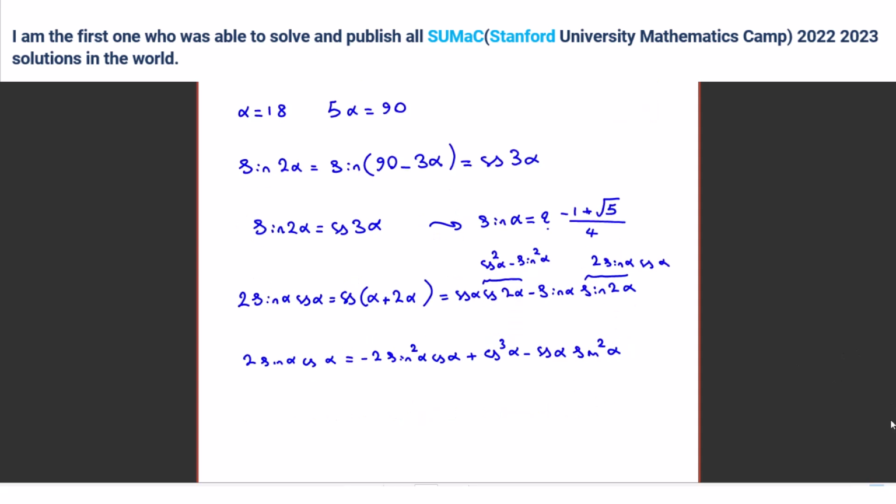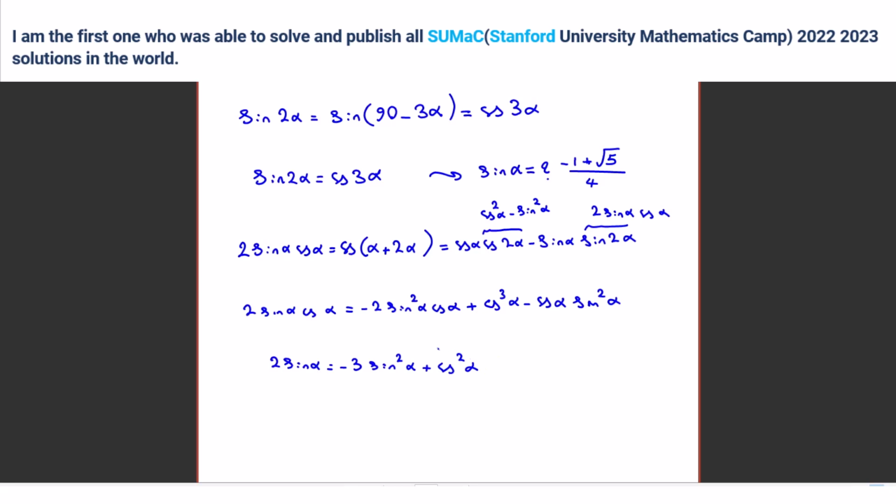Then we divide everything by cosine alpha. So 2 sine alpha is equal to negative 2 sine squared alpha, and considering both, negative 3 sine squared alpha plus cosine squared alpha. Then I changed cosine squared alpha to 1 minus sine squared alpha. Taking all things to the left side, we get 4 sine squared alpha plus 2 sine alpha minus 1 is 0.